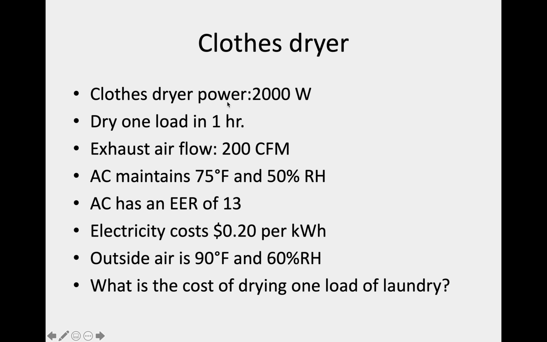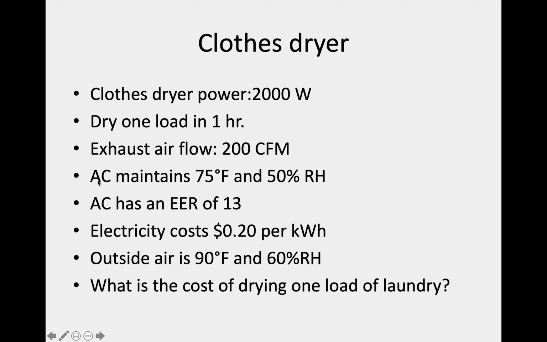And so this is a fairly typical clothes dryer, 2,000 watts. We're going to say it takes 1 hour to dry a load, basically to make calculations easy on us. And we're going to say that the exhaust airflow is about 2,000 CFM. That's probably about right. You can see some dryers that are much higher and some that are a little bit lower. Now, the air conditioning in this building maintains standard air, right? 75 degrees and 50% relative humidity.